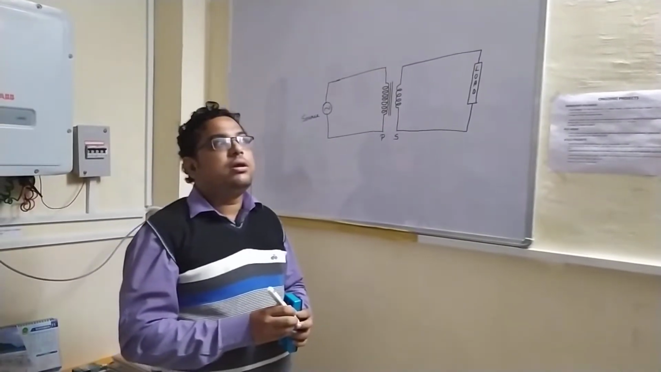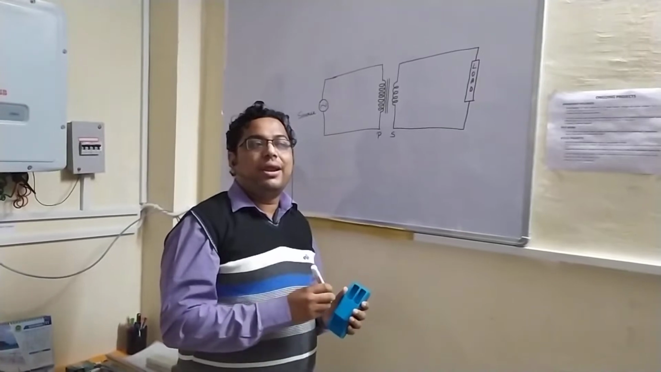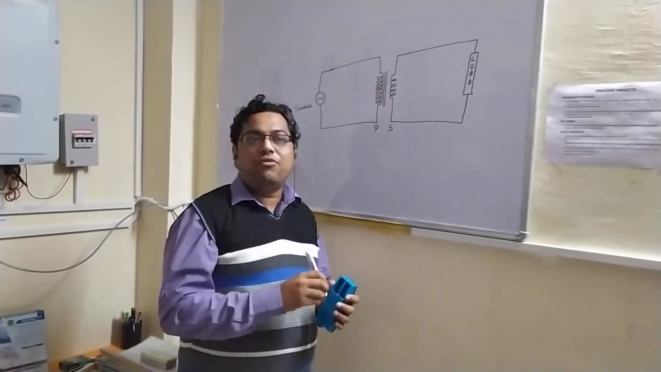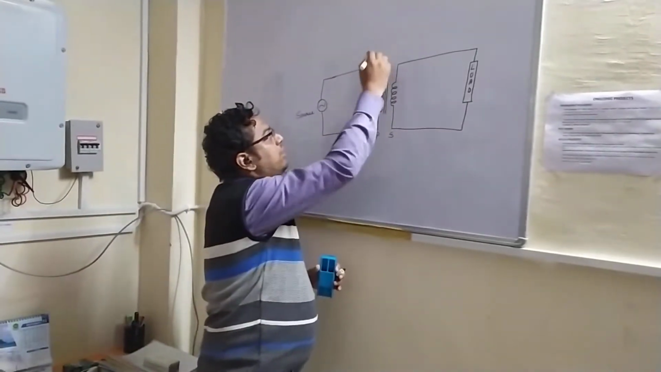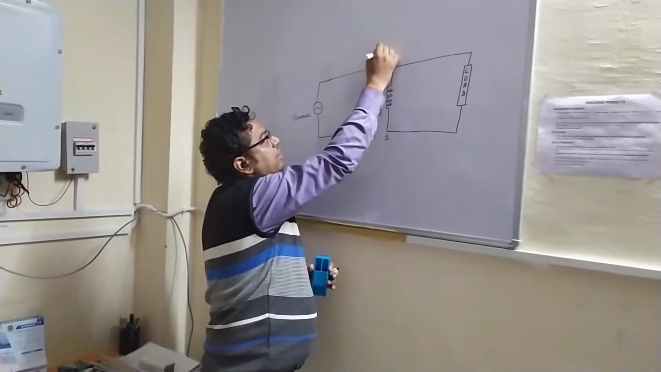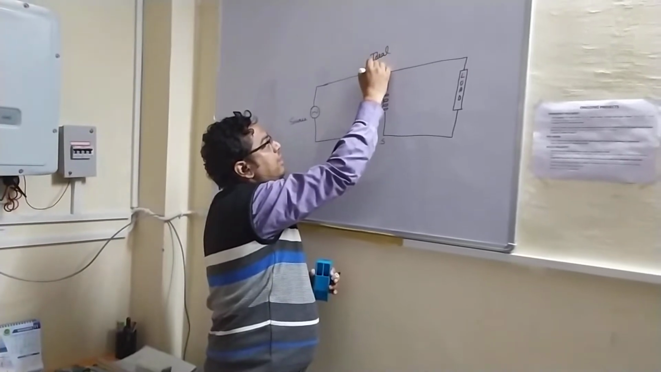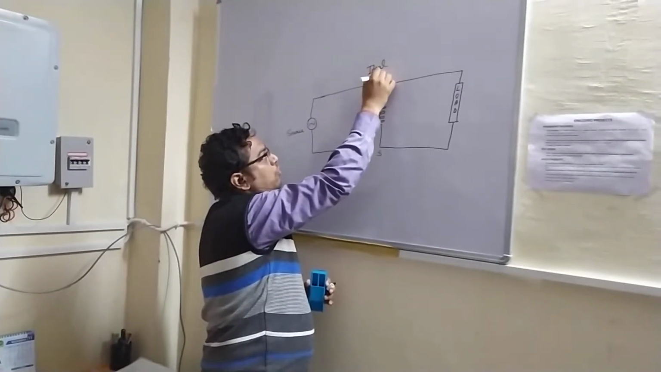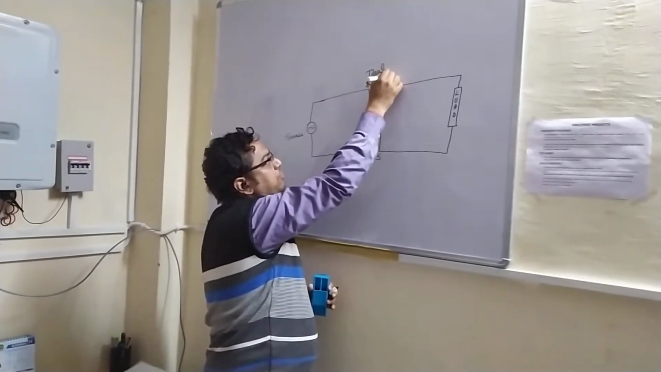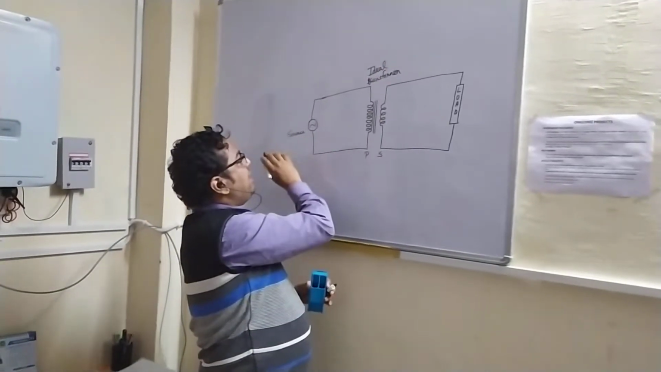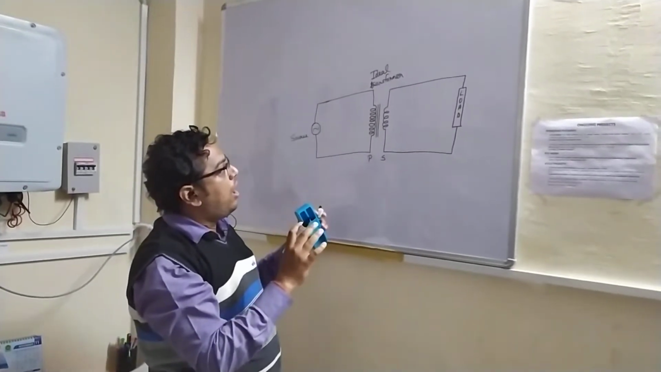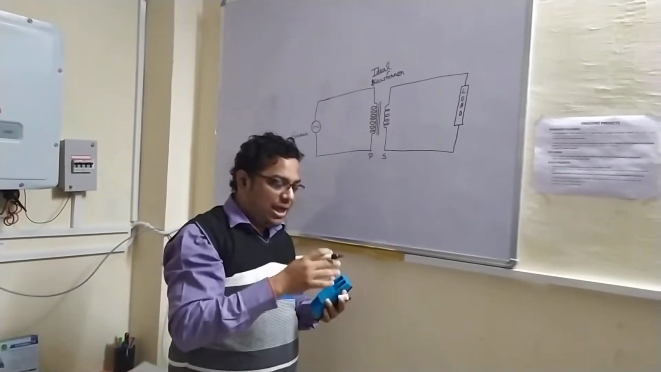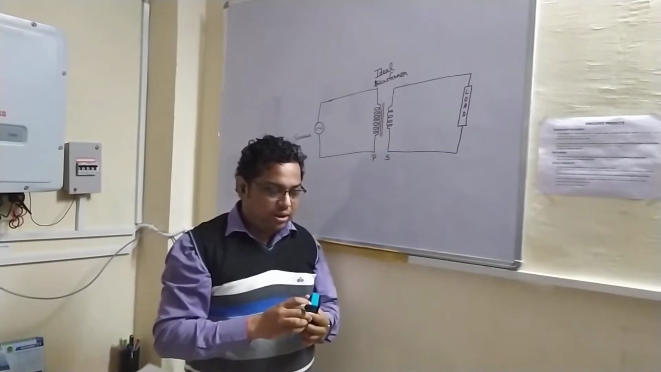So what we are basically going to do is to derive the practical transformer from the ideal transformer. So basically this is what an ideal transformer is going to look like. It is having two windings, primary and secondary, connected to source and load respectively. Now, how am I going to derive the practical transformer?